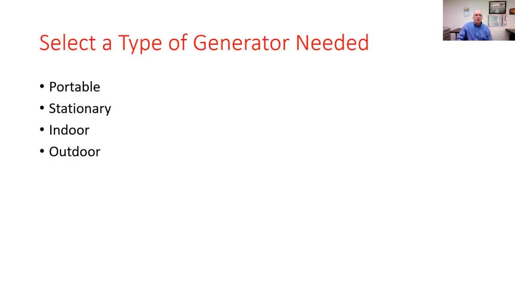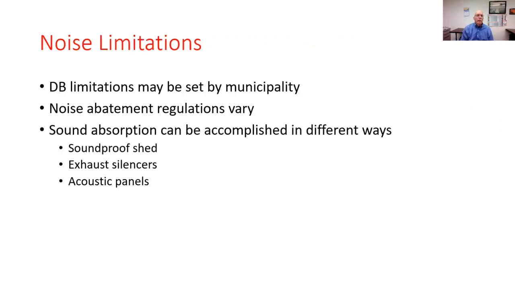So some design considerations here. We're going to select the type of generator needed. It's going to be portable, stationary, indoor, outdoor. Well, today's generators we're talking about are going to be outdoor. Noise limitations: the decibel limitations may be set by the municipality. Noise abatement regulations can vary. When I put my unit in, I was a little bit worried about the noise and the neighbors, but my neighbor's lawnmower is louder than my generator, so I'm not worried about it.